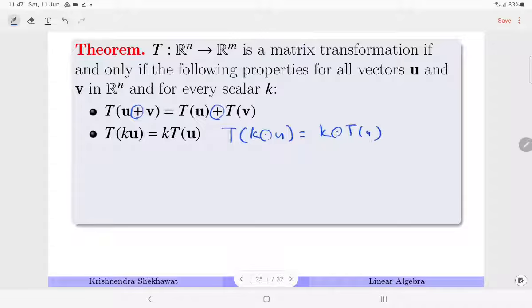If both the conditions hold, then we say that T is a matrix transformation, and if any one of them does not hold, then we say T is not a matrix transformation. And we will see how easy it is to check whether the given transformation is a matrix transformation or not using the following two conditions. But before that, let's quickly see the proof of this theorem.